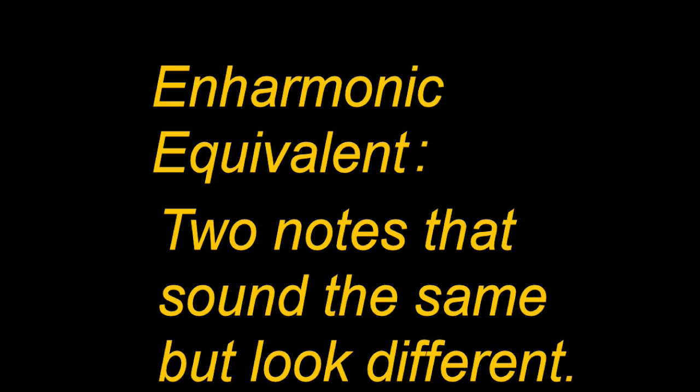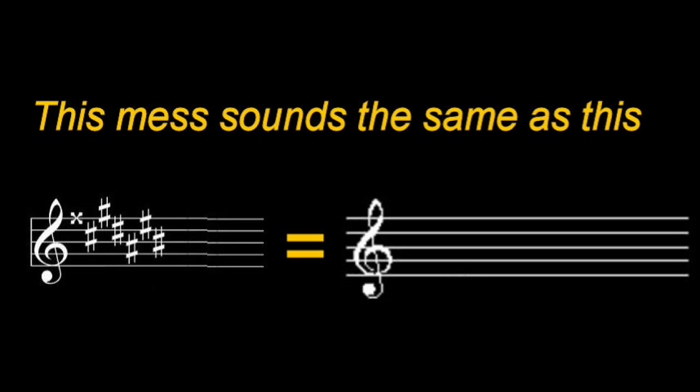Enharmonic equivalent means two notes that sound the same but look different, like B sharp and C natural. So instead of writing a piece with a B sharp in it, a normal composer would simply write a piece in the key of C.